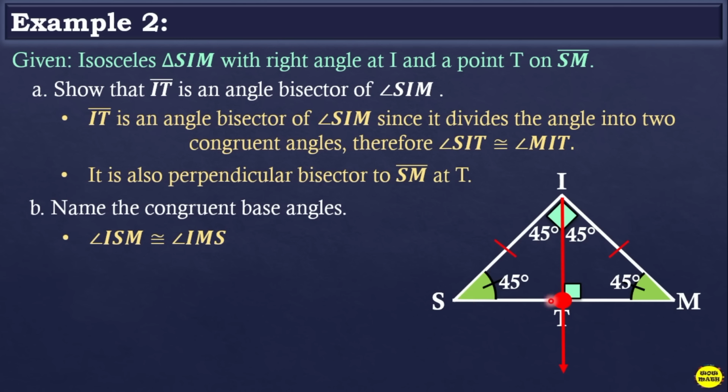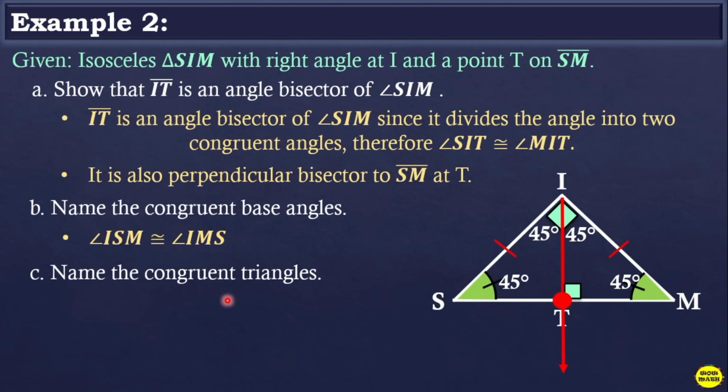We have the triangle sum theorem. What is that? The interior angles of our triangle should total 180. So, if this is 90 and this is 45, therefore this is 45. Okay? And since this is congruent to this angle, therefore this is also 45 degrees.